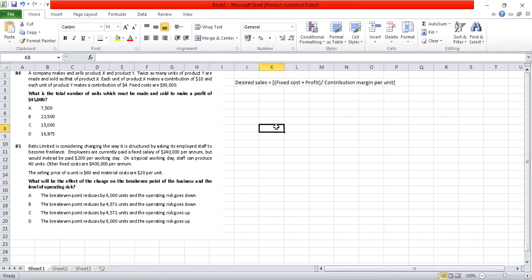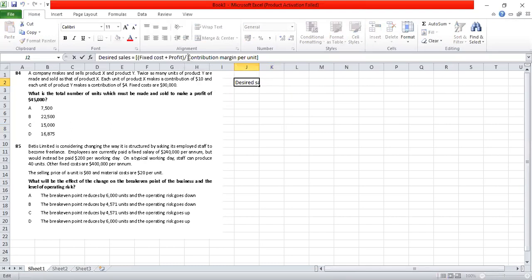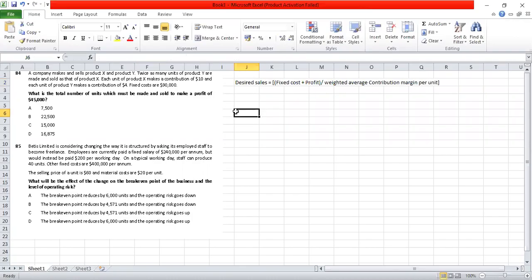What does the formula say? Let's look into that. The other details are, each unit of product X makes a contribution of $10 per unit, and Y makes a contribution of 4. So when there are more than one product, any number of products, the formula changes slightly: desired sales is equal to fixed cost plus profit divided by, we take the average contribution, but not a simple average, it is the weighted average contribution margin per unit. So that is the point we have to note down.